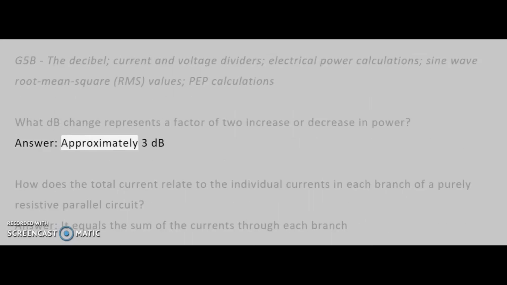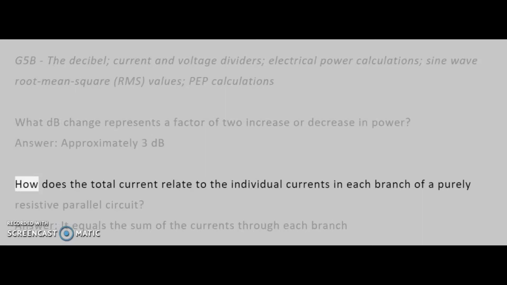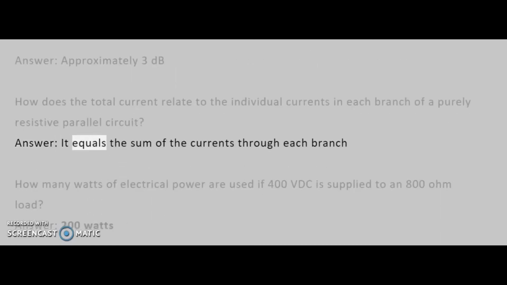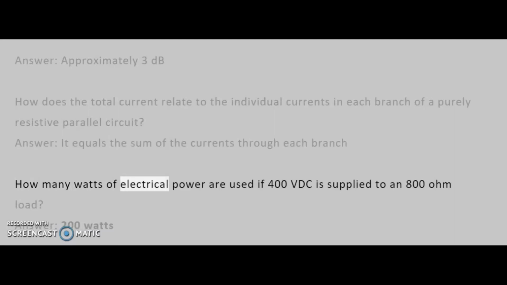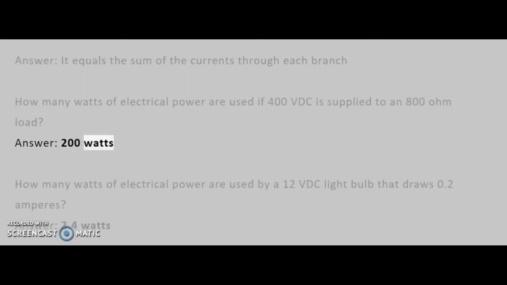Answer: approximately 3 dB. How does the total current relate to the individual currents in each branch of a purely resistive parallel circuit? Answer: it equals the sum of the currents through each branch. How many watts of electrical power are used if 400 VDC is supplied to an 800 ohm load? Answer: 200 watts.